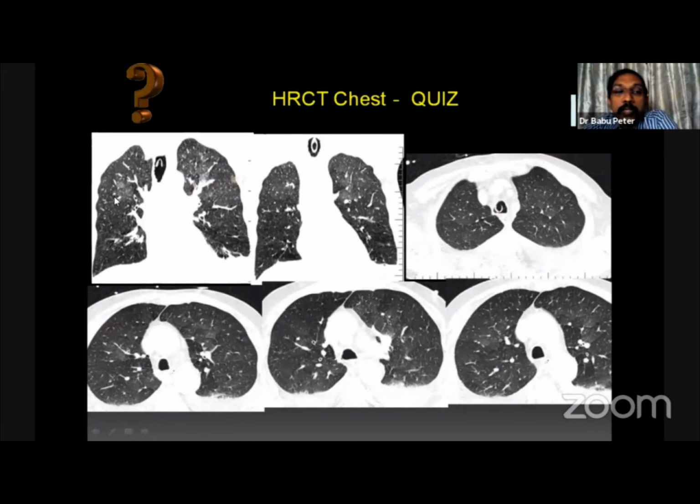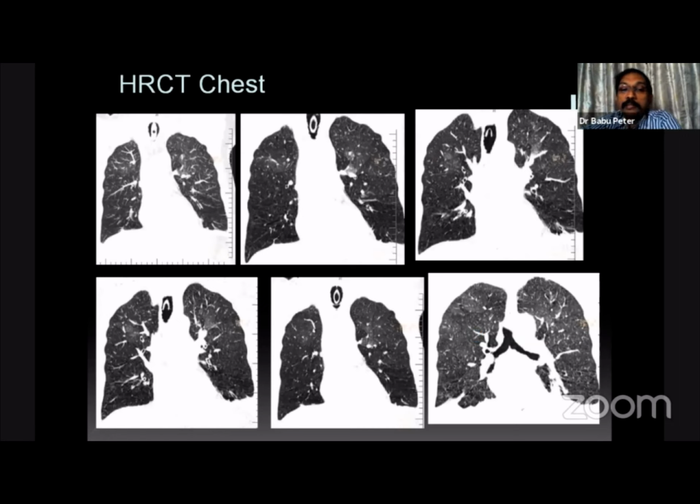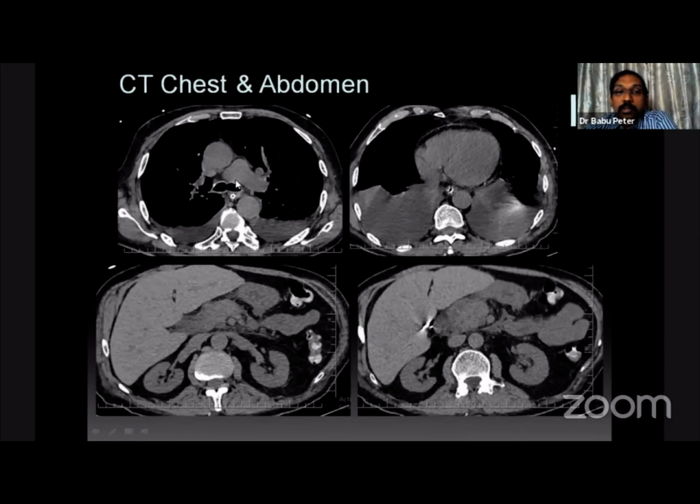So again, what is the pattern here? Multifocal ground glass opacities are evident, scattered through both lung parenchyma. This patient actually presented with complaints of abdominal pain and chest pain. So in the mediastinal window, you see bilateral pleural effusions. And in the abdominal window, you can see a focal enlargement of the pancreas. So this patient had acute pancreatitis.